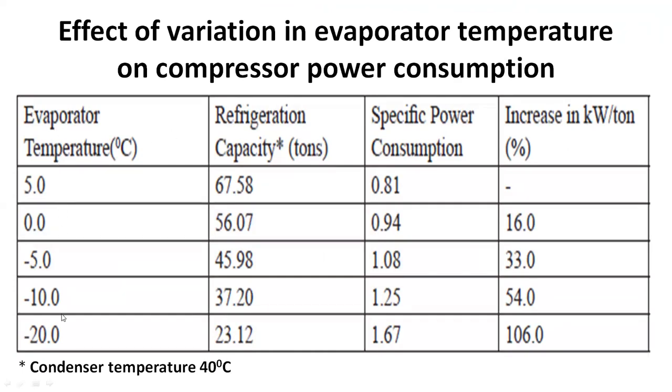So this is the evaporator temperature in degrees centigrade, you will see. Then at 5 degrees centigrade in evaporator temperature, refrigeration capacity is 67, specific power consumption is 0.81. So as the temperature goes down, there is an increase in kilowatt per ton of refrigerant at a given condenser temperature.